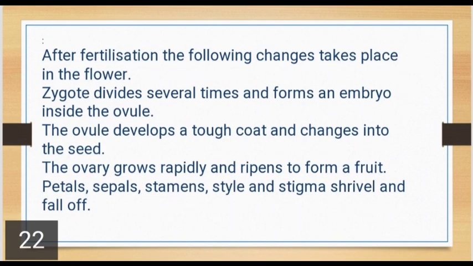After fertilization, the following changes take place in the flower. Zygote divides several times and forms an embryo inside the ovule. The ovule develops a tough coat and changes into the seed. The ovary grows rapidly and ripens to form a fruit. Petals, sepals, stamens, style, and stigma shrivel and fall off.